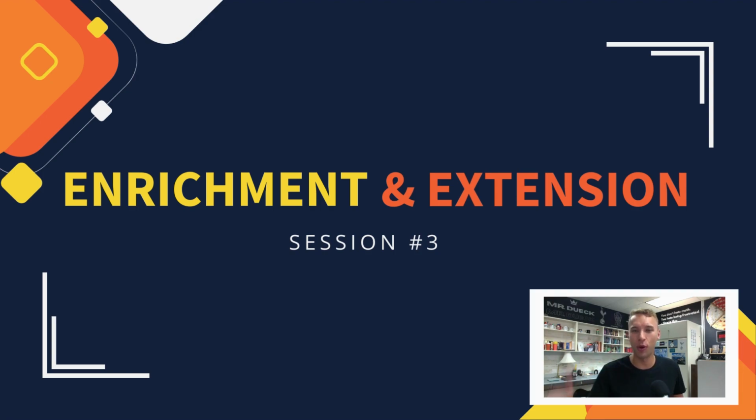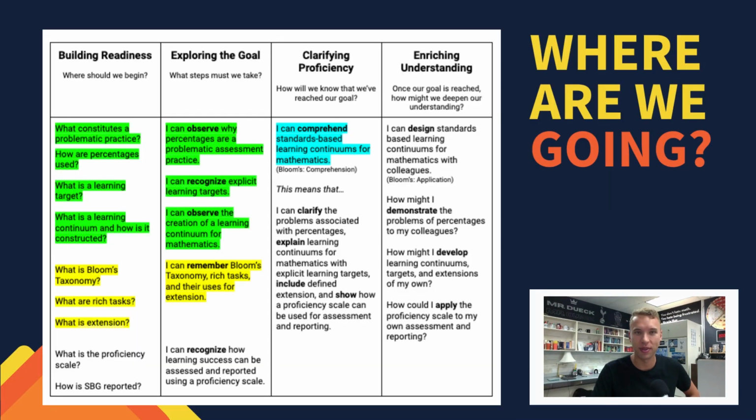I'll explain where we're going in a moment, but just for the time being, let's take a look at our learning continuum for these sessions. So we've spent our first session observing why percentages are problematic. We recognized explicit learning targets in our last session, and we observed the creation of the learning continuum. So today we're going to try and remember Bloom's taxonomy, rich tasks, and their uses for extension. We'll also complete our learning continuum, but this is where we're heading.